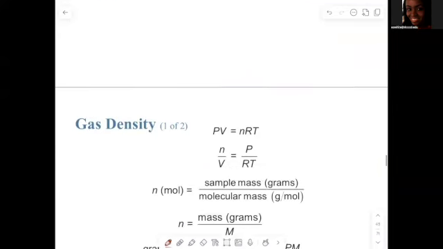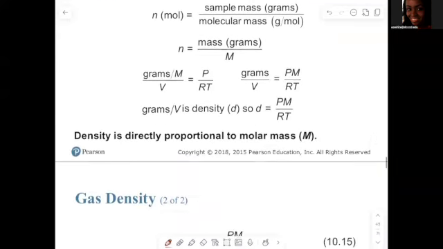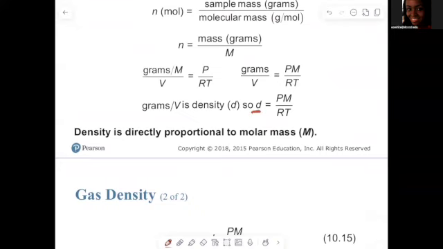Okay, now that we've worked that one out, we're told from the relationship that if density is related to pressure, molar mass, R, and T, then density is directly proportional to molar mass because they have that numerator relationship.